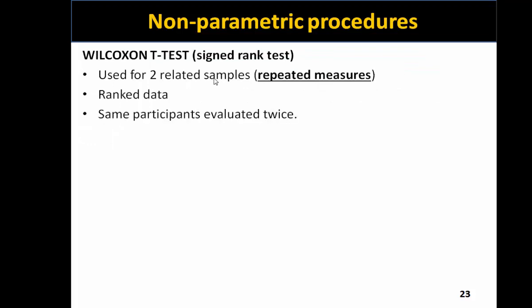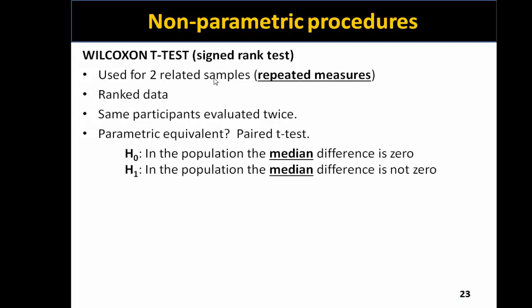And so just to review the information here, once again we have two related samples, ranked data. The parametric equivalent is the paired t-test, so that the participants are evaluated twice. And in this sense, this is the first time we're seeing that instead of evaluating the mean, we're going to evaluate the median related to these samples. So the null hypothesis states that the population median difference, we're talking the difference between the two scores, is 0, whereas in the alternative, the difference is not 0.